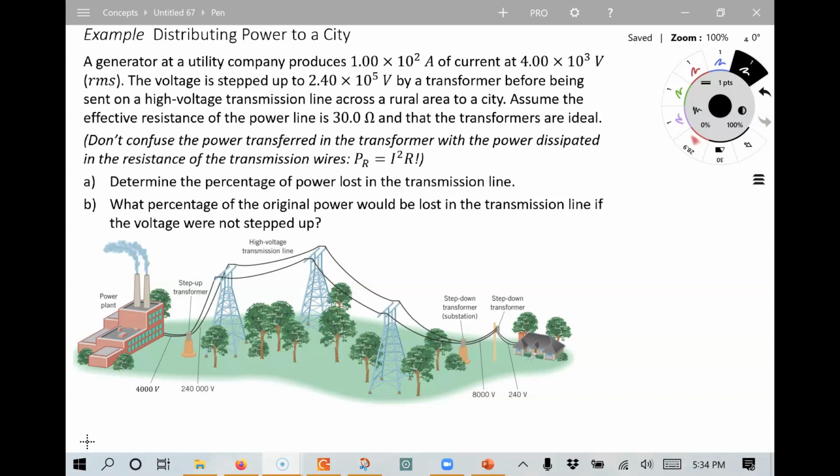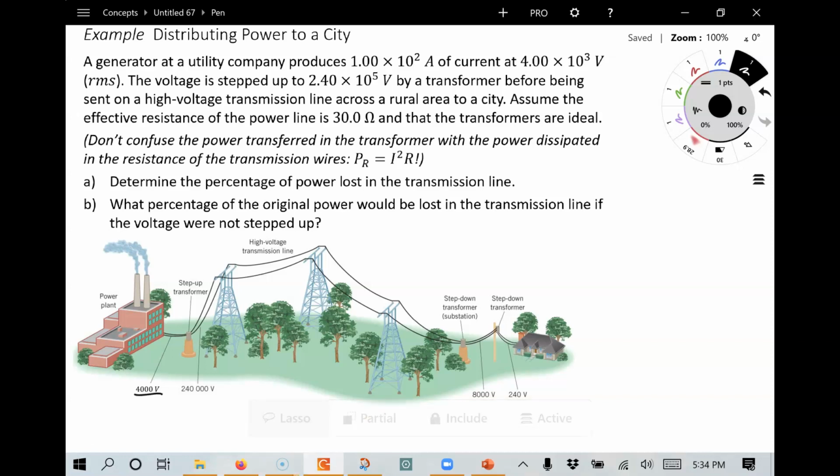The power plant is generating a voltage here via Faraday's law, rotating a coil of wire through a magnetic field. The voltage is 400 volts, and then there's a step-up transformer here. It's going to step the voltage up to a value of 240,000 volts, and that's going to be transmitted through the transmission line over to a rural area.